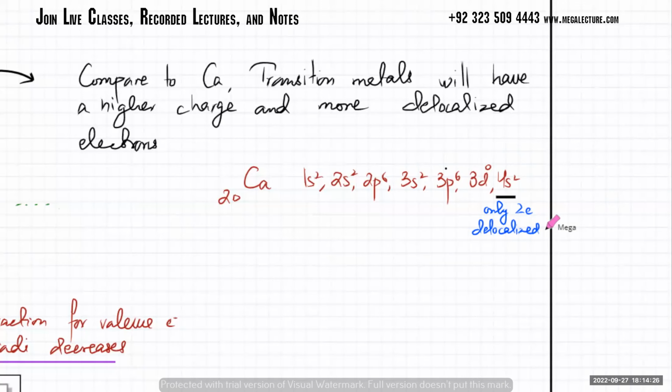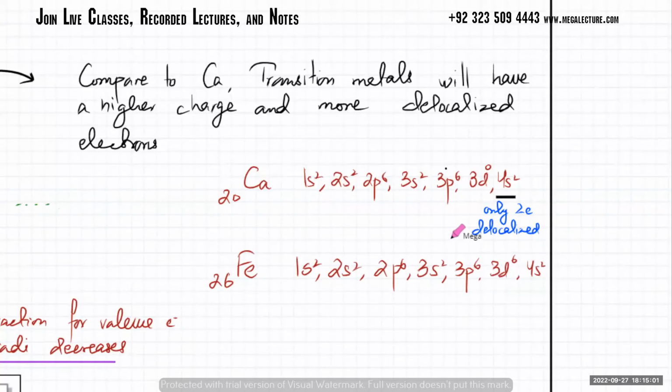But the same thing, if I write the electronic configuration of iron, for example, Fe has 26 protons. And that's 1s2, 2s2, 2p6, and 3s2 and 3p6, and there is 4s2 and 3d6.